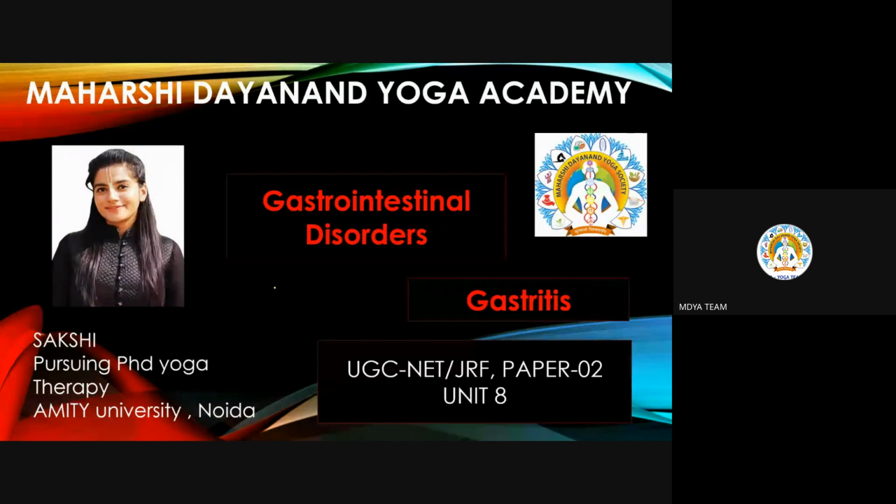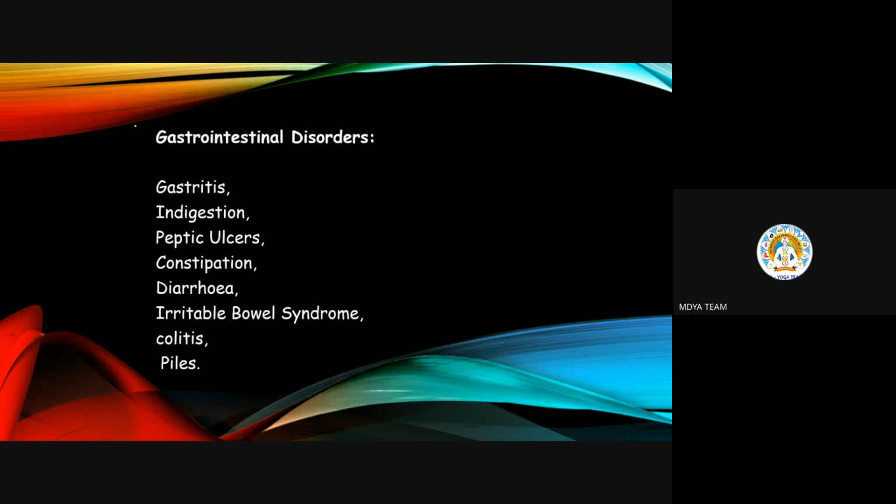So today, everyone, we will start with gastrointestinal disorders. What are gastrointestinal disorders? This is something related to gastro and intestinal. Intestinal is the intestine. Gastro is something related to your abdominal region. So the disorders which are related to it. First, we'll go for gastritis. This is the syllabus in gastrointestinal disorders, what all we have to study. Today we'll go with gastritis and indigestion.